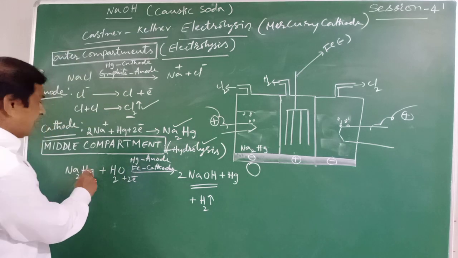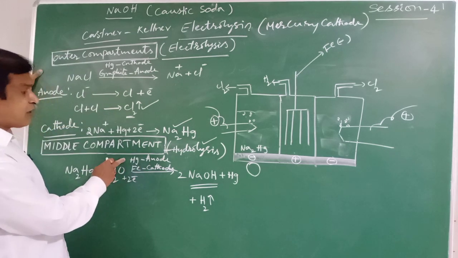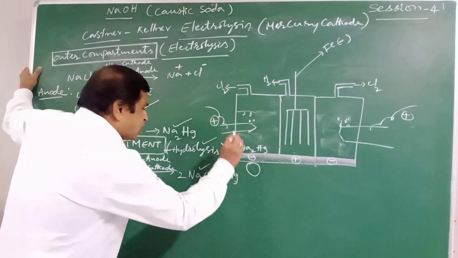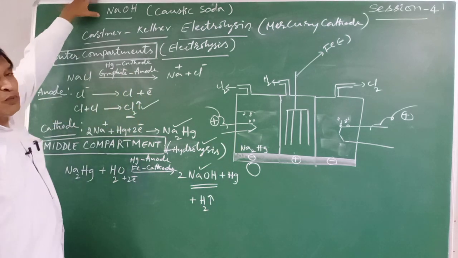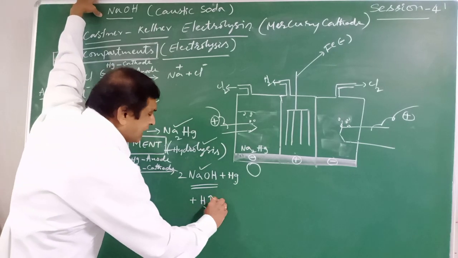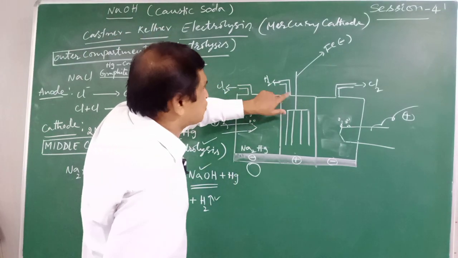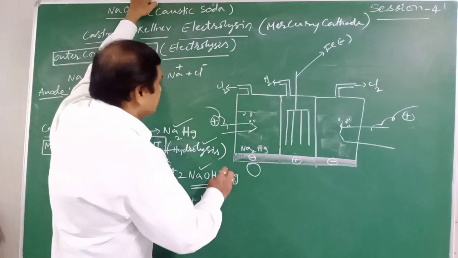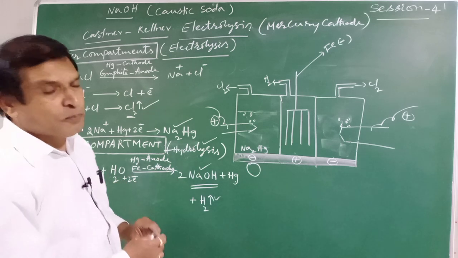So sodium amalgam is hydrolyzed in presence of mercury anode and iron cathodes, and forms sodium hydroxide in the solution. Almost 40% dilute sodium hydroxide is formed, and hydrogen gas is liberated and escapes through the side tube. That is the Kastner-Kellner process.